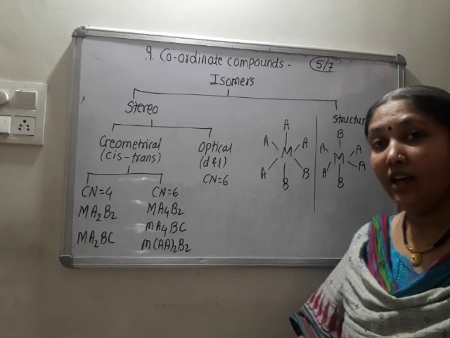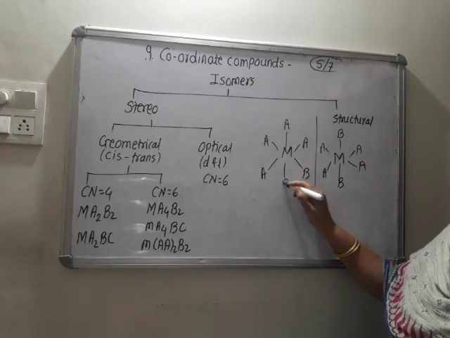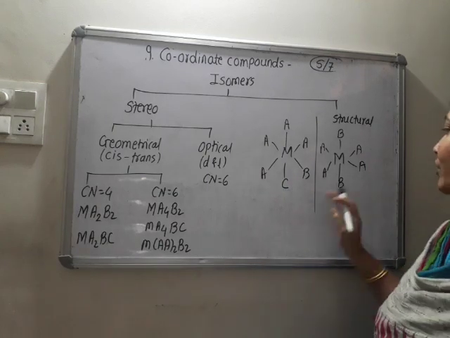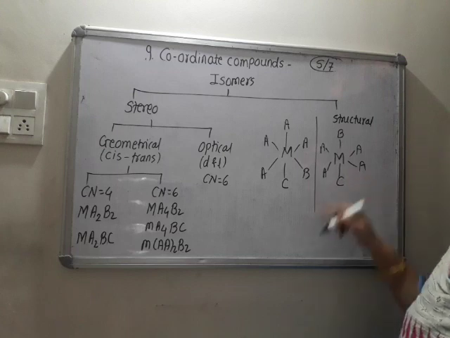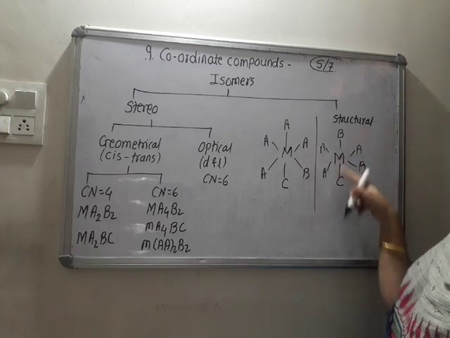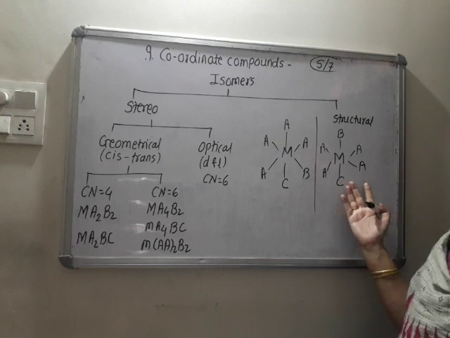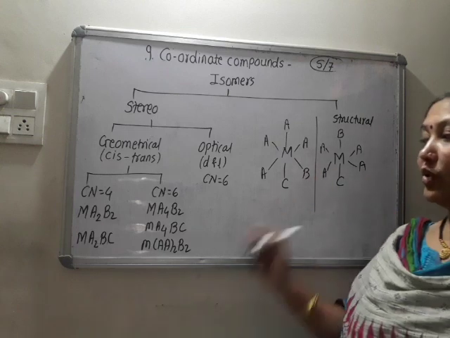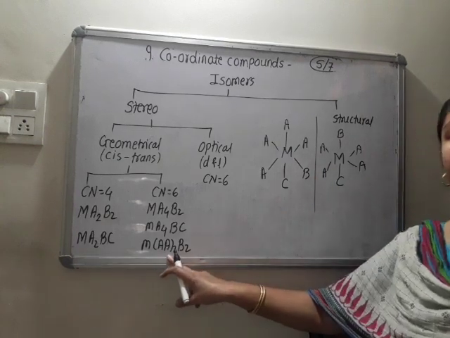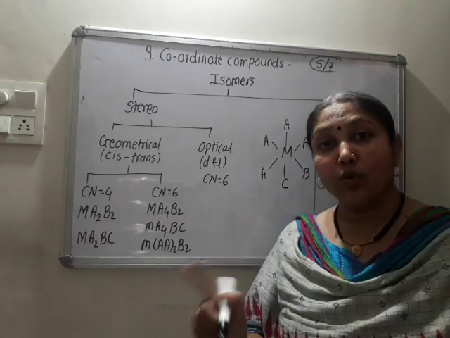B and C we have to change. So replace one B by C. So here C. These are on the opposite side, so this is trans, and these are on the same side, so it is cis. And one more is there, M(AA)2B2. A is enclosed in brackets.